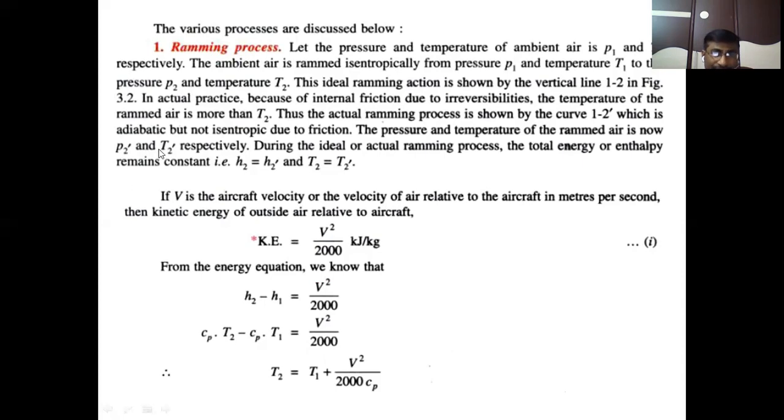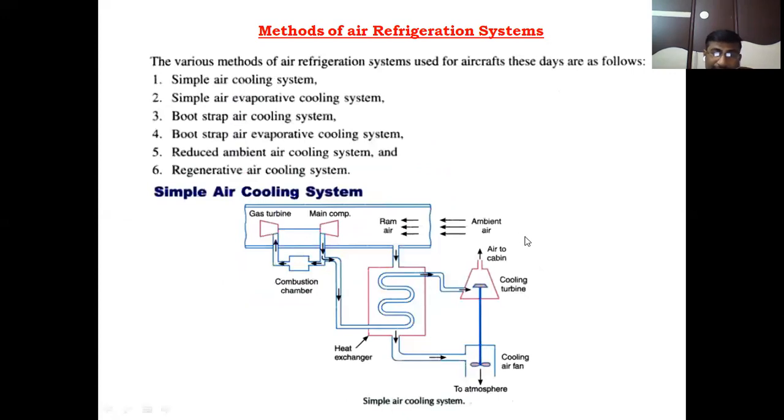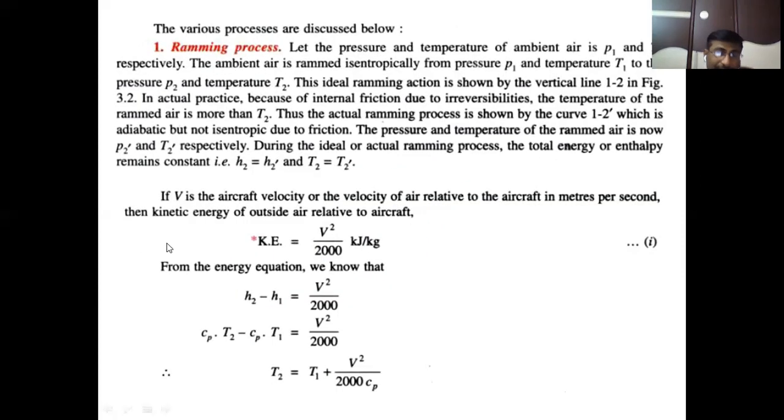If V is the aircraft velocity, or the velocity of air relative to the aircraft, in meters per second, then consider the kinetic energy of outside air relative to the aircraft. Here the air is entering the aircraft with a velocity equal to the aircraft velocity. So the kinetic energy of the air before entering the aircraft is 1/2 mV squared. Kinetic energy is 1/2 mV squared, the actual formula.